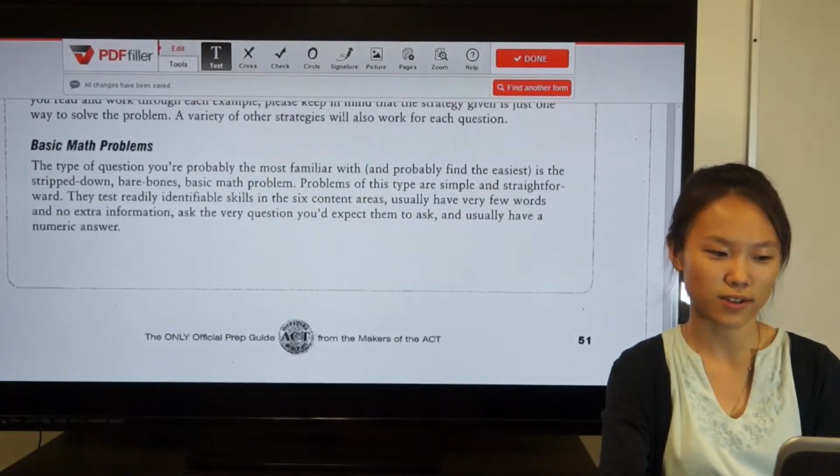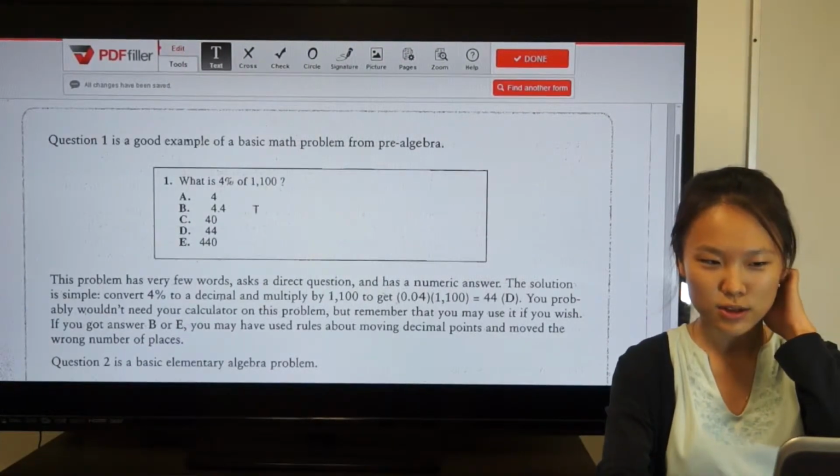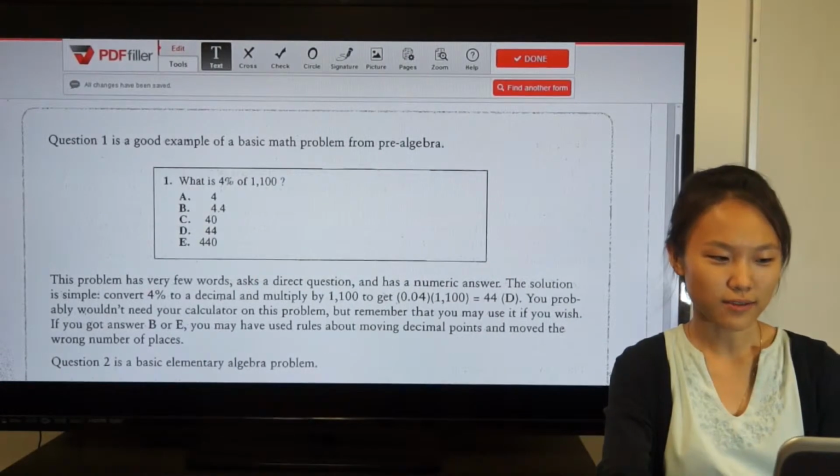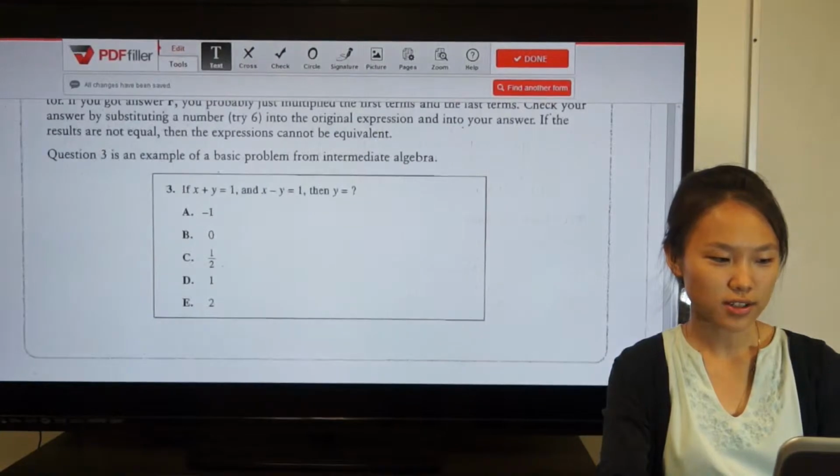Basic math questions are, for example, like this. What is 4% of 1,100? And this is just multiplying them together. It's very straightforward. And then there's also harder questions.